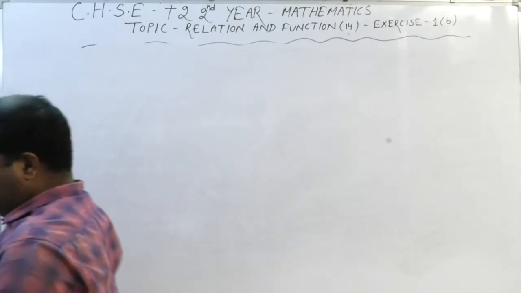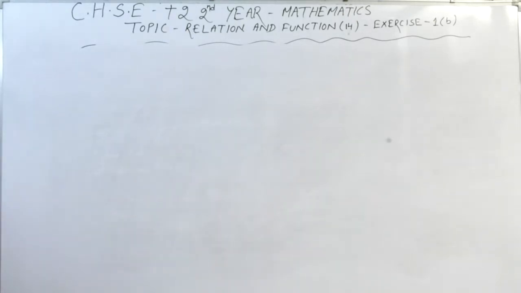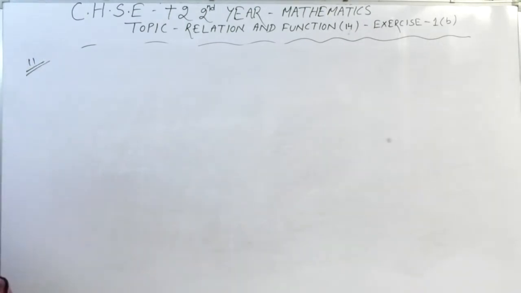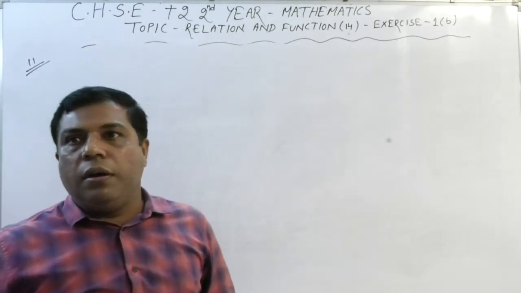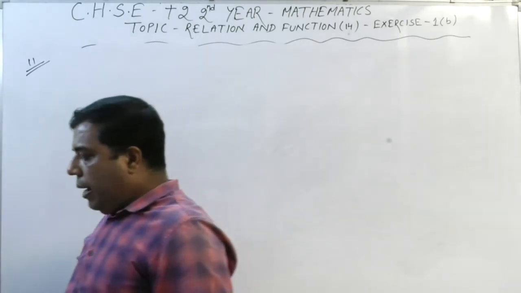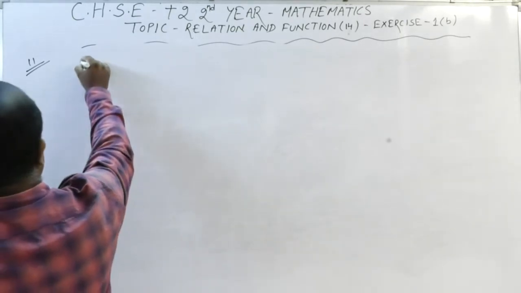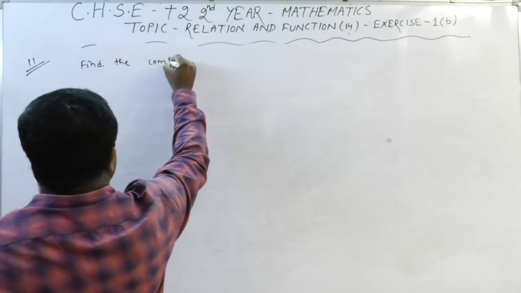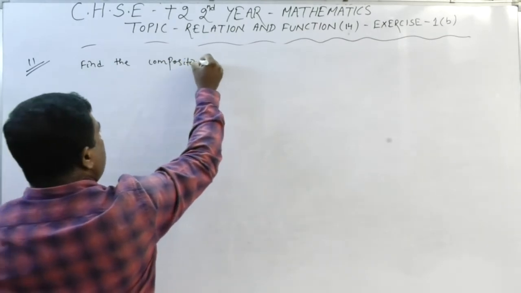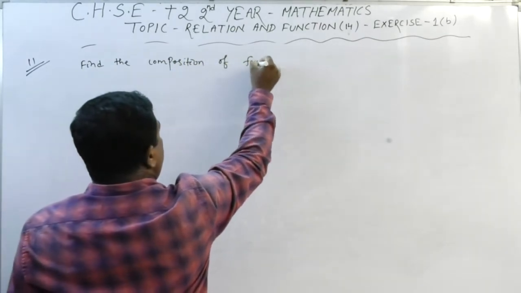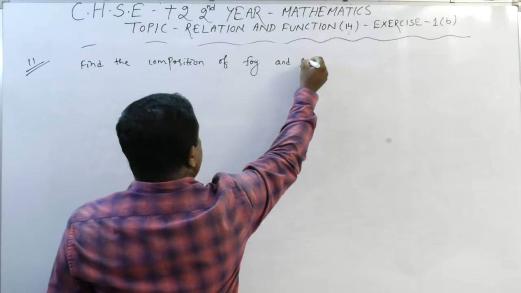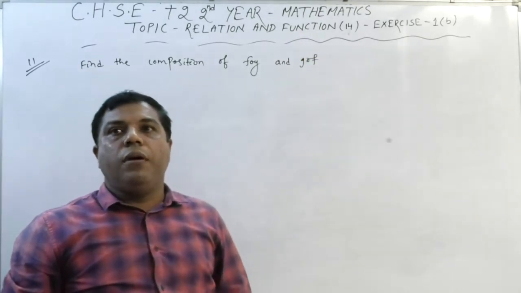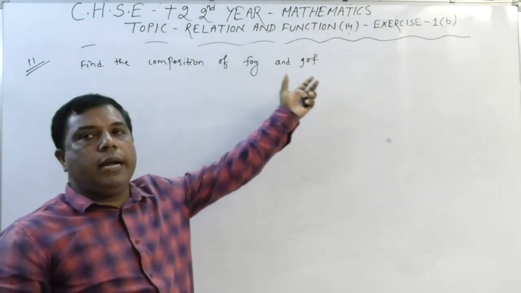So you see, next we will go to question number 11. On 11, what is given? The question is based on finding the composition of fog and gof. That means we have to compose f with g, and g with f, to find out the composition fog and gof.